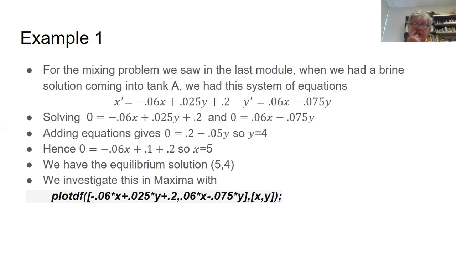So we want to solve that pair of simultaneous equations. We see a negative 0.06x and a 0.06x, so let's add the two equations together. And so we get 0 equals 0.2 minus 0.05y, so y equals 4. Taking y equals 4, plugging it into the first equation, we get 0 equals negative 0.06x plus 0.3, so x is 5. So that means we have the equilibrium solution 5, 4: x equals 5, y equals 4.